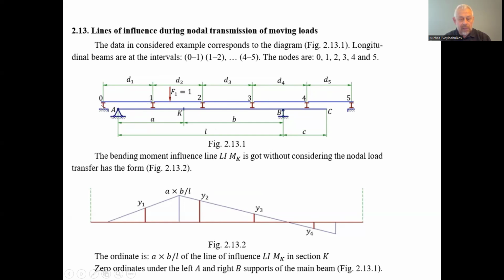And we have as well the cross beams. The cross beams are at the same nodes 0, 1, 2, 3, 4, 5, etc. And the cross beams communicate the load of the moving load on the panels of the auxiliary beam to the main beam.